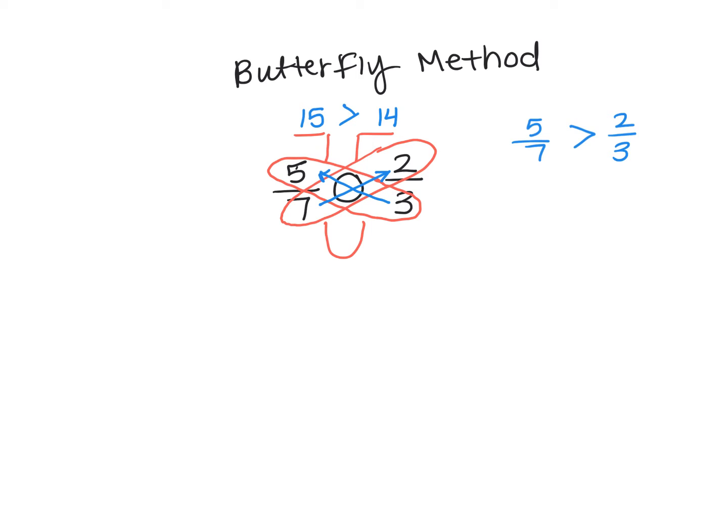If I wanted to find a common denominator for these fractions, I could just multiply 7 times 3, which gives me a common denominator of 21. So when I compare 15 and 14, I'm really comparing 15 over 21 and 14 over 21. My answer will still be the same.